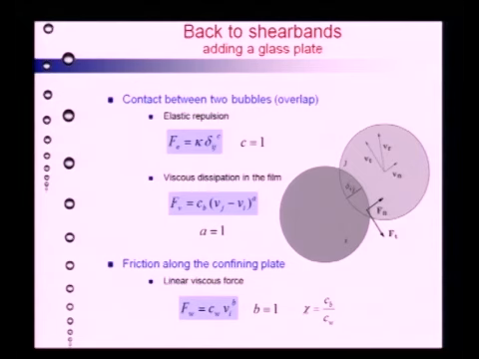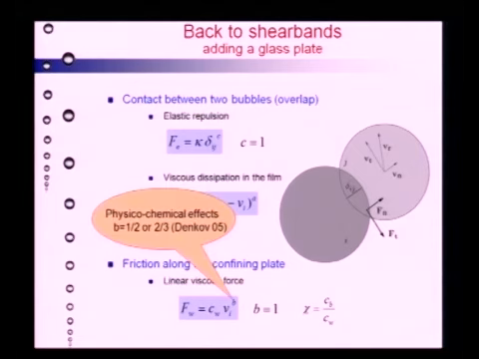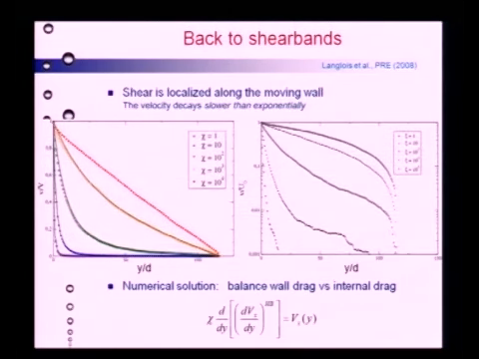Now if I'm going back to shear bands, I still have to add the effect of the glass plate. So we've seen that this effect is proportional to the speed of the bubble to a given power. This power should be also 1/2 or 2/3, but since it's already 1 everywhere and it apparently doesn't change anything, we'll take 1. And here's what happens. That's the velocity as a function of the position. If you don't have any friction along the glass plate, you find a linear velocity profile. If you increase the friction along the glass plate, you increase the localization of the flow. The shear bands get narrower and narrower.